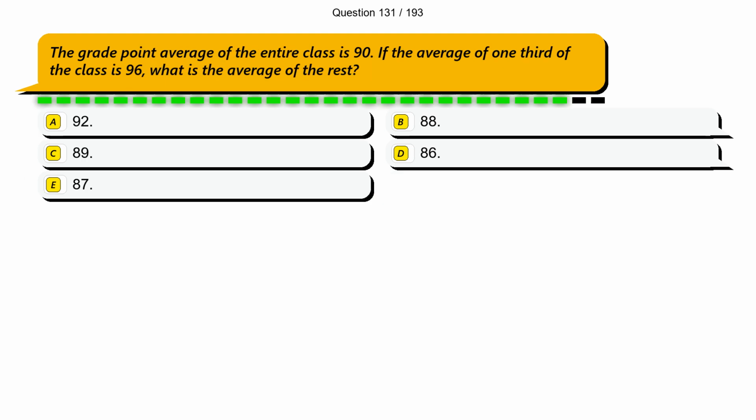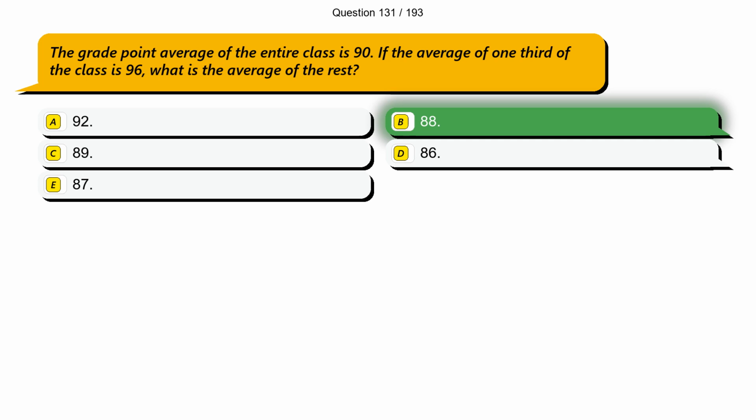Question 131. The grade point average of the entire class is 90. If the average of 1/3 of the class is 96, what is the average of the rest? Option A, 92. Option B, 88. Option C, 89. Option D, 86. Option E, 87.